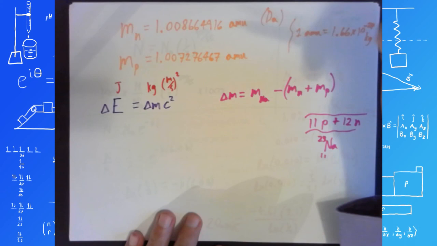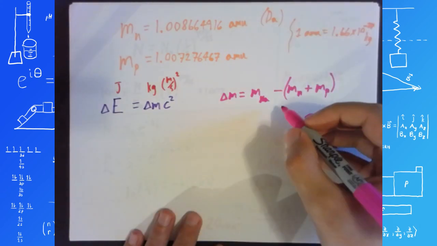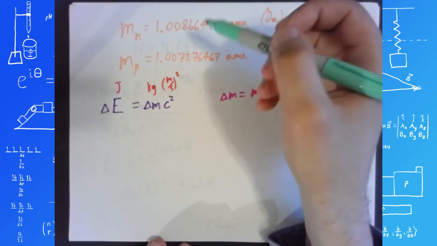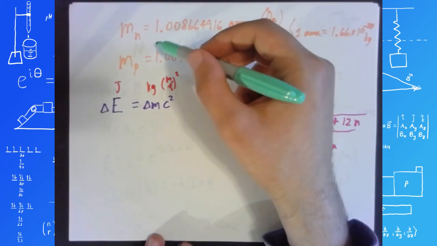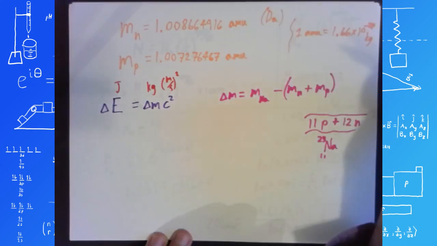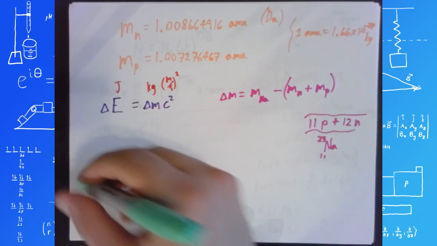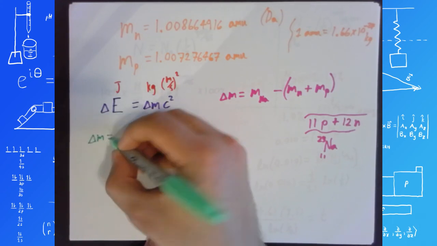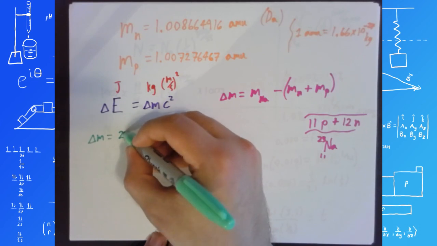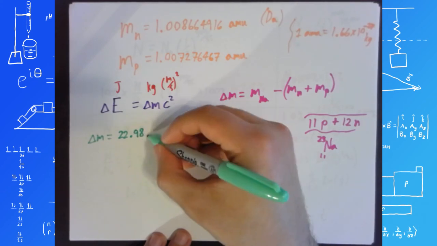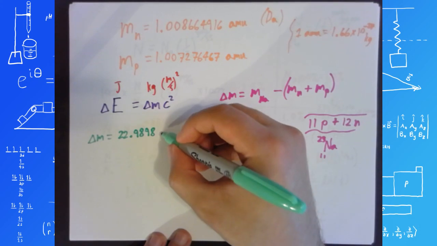Based on the fact that the mass of the sodium is 22.9898, so that's 4 decimal places, I guess there wouldn't be a point in going past 4 decimal places for the neutrons and protons here, since the sig fig rules are going to end us up with 4 decimals anyway. Okay, so I'm going to calculate delta M over here equals 22.9898. This is in AMUs, by the way. We're going to need to convert this to kilograms later.